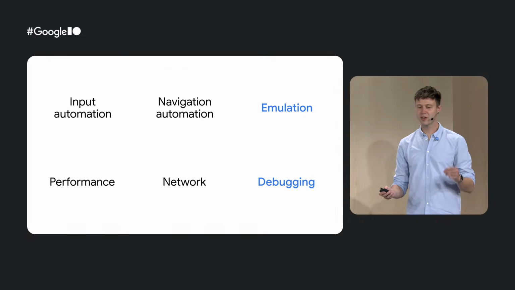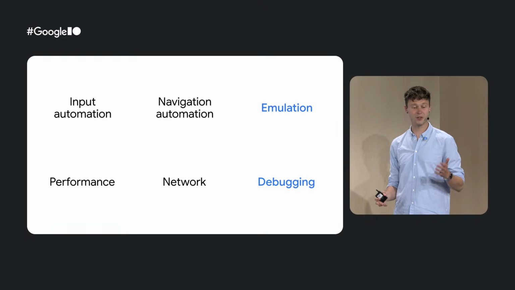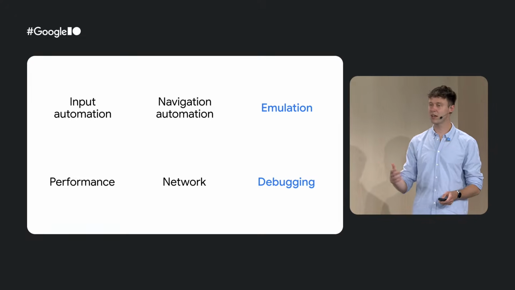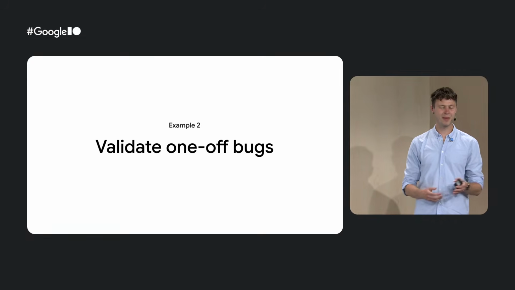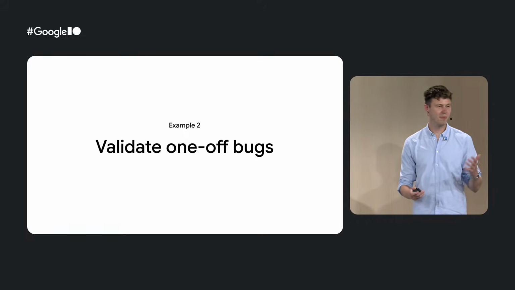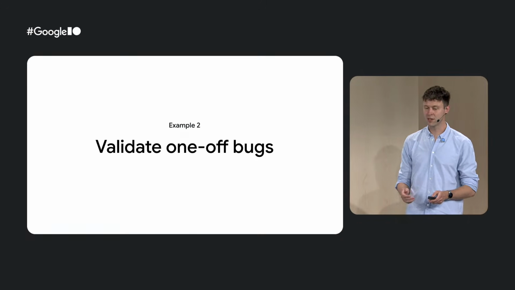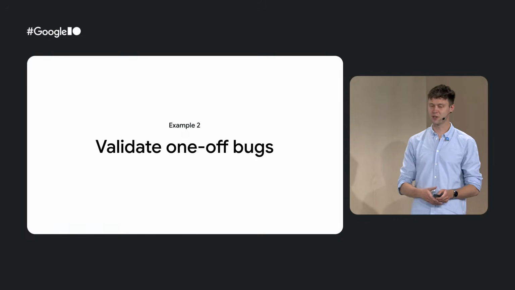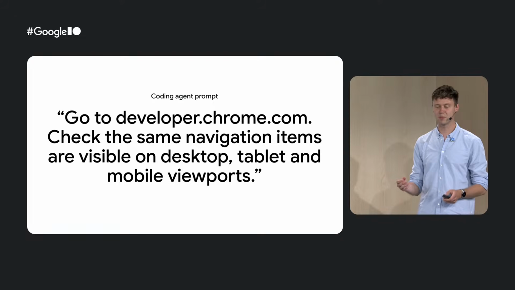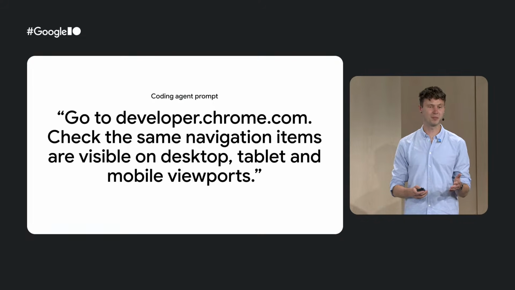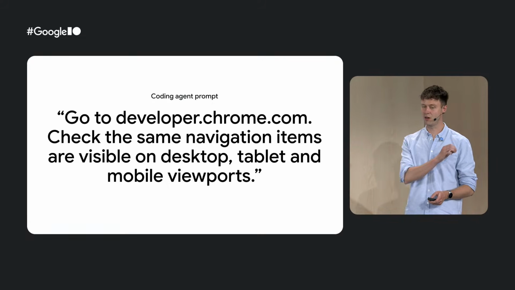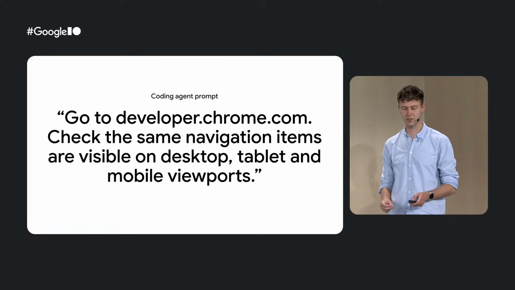For the next example, we are going to combine emulation tools, which allow DevTools for Agents to change the viewport size, for example, and debugging tools like taking a screenshot. Combining them enables your coding agent to do one-off bug validation. So before you manually go through a bug's verification process, let your agent work for you first. For example, if you have a report about not all navigation items being visible on all devices, you can prompt: go to developer.chrome.com, check the same navigation items are visible on desktop, tablet, and mobile viewports.